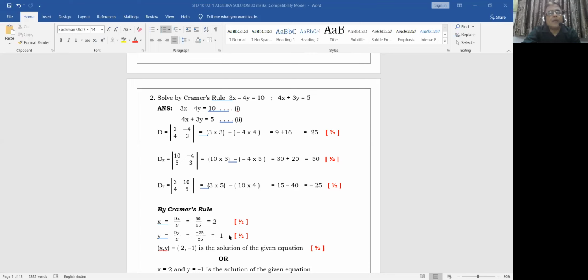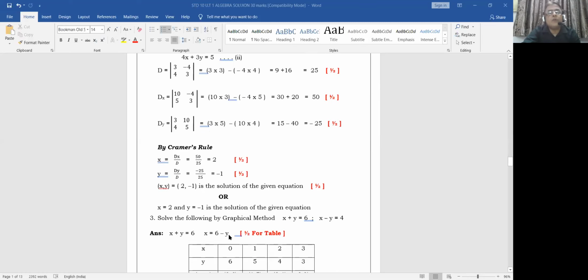Next one, by Cramer's rule. So x is equal to Dx upon D, 50 upon 25, which is 2, give half mark. y equals Dy upon D, minus 25 upon 25, that gives me minus 1. So again it is half mark, 2.5 marks over, and half mark for the final answer. Now textbook, they have followed this method: x comma y equal to 2 comma minus 1 is the solution of the equation. Or if you have written x equal to 2, y equal to minus 1 is the solution of the equation. Both are correct. I prefer the first one. Textbook follows that, we will stick to that. But both are correct.